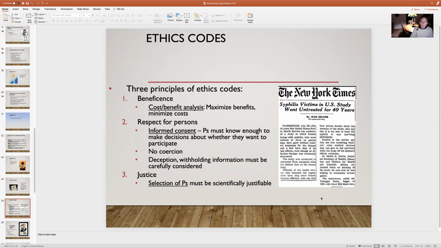Finally, justice. Selection of participants must be scientifically justifiable, meaning you can't just choose any participants. You can't go out and say, oh, well, I'm going to do this study on memory, but I'm going to go ahead and get these homeless people because it's easy to find them. No. Unless it's a study on homeless people, you can't choose homeless people, okay? And so in the lab, you're going to watch a video about the Tuskegee syphilis study, and many of you already know about it. That was an issue of justice. Okay.